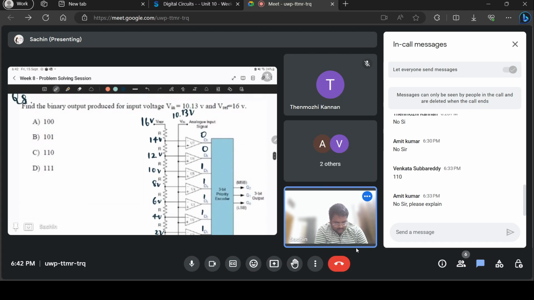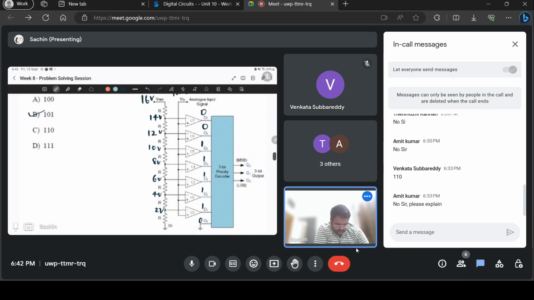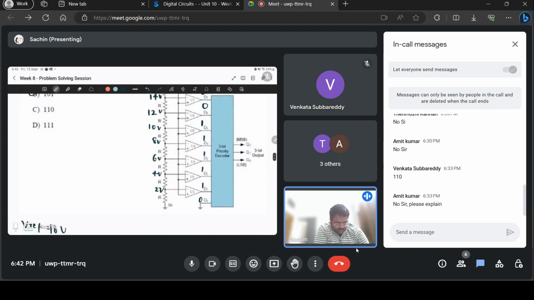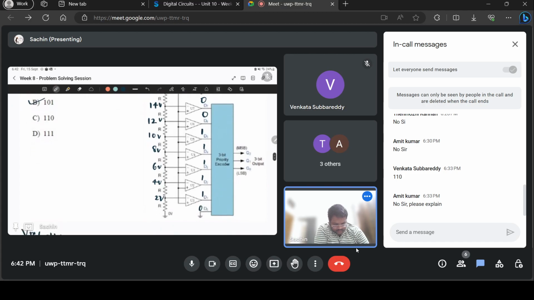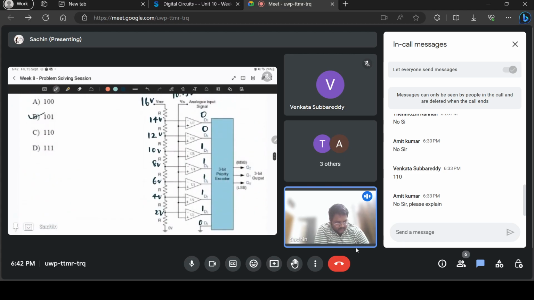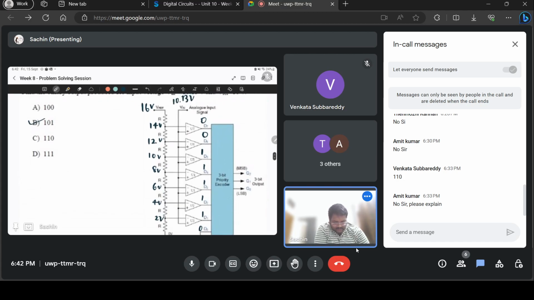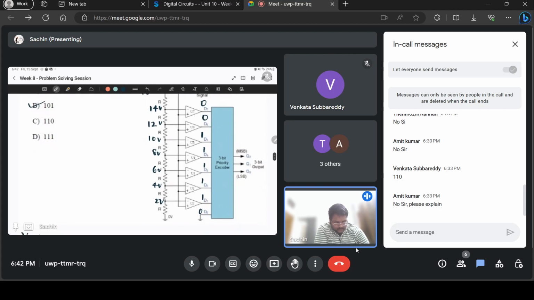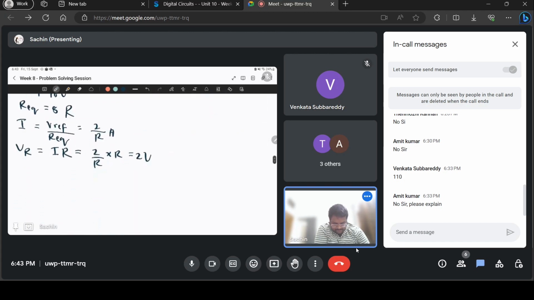So you'll get 101. This thing only goes from 000 to 111. So 0 to 7 only. It doesn't go from 1 to 8. If there was a circuit which went from 1 to 8, then the output would have been 6. Since it only goes from 0 to 7, the output is 101. Okay.